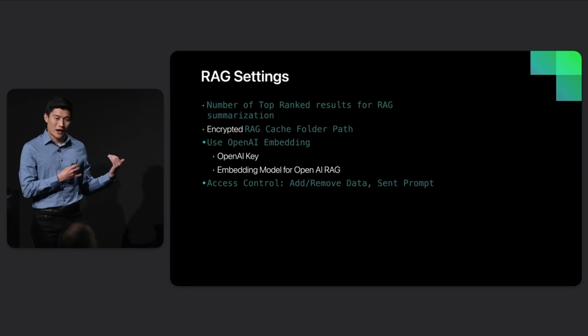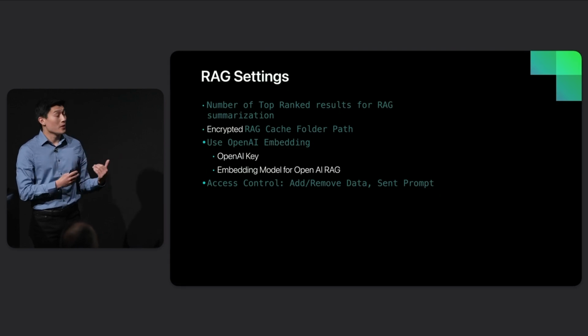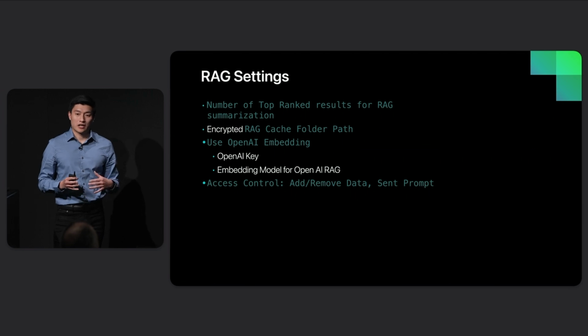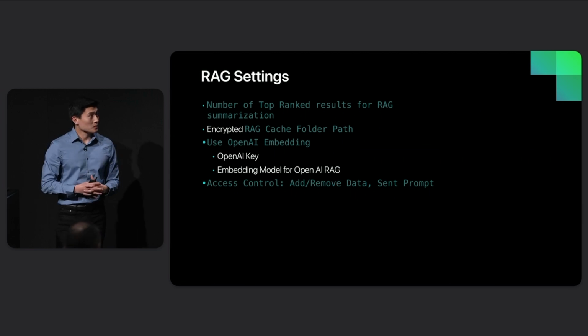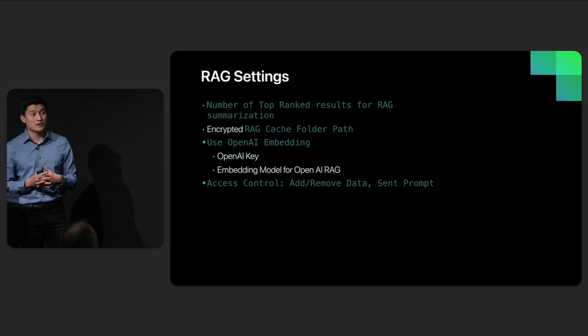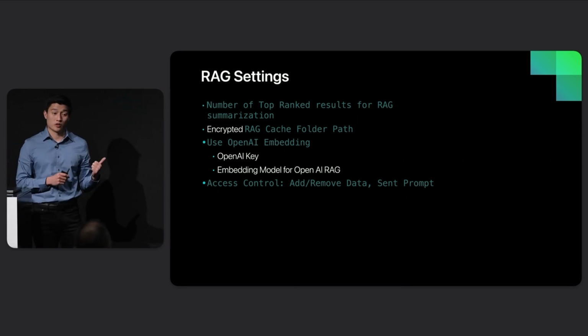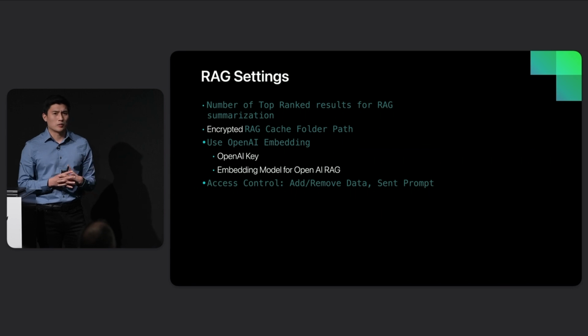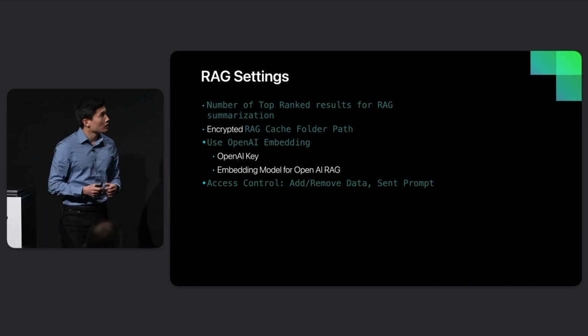Now to go back to the RAG settings that I left off from, we have a couple of settings that will allow you to customize RAG to your liking. First, we have the top K of results for RAG summarization. Like I said before, that's set to 20, but you can increase or decrease that as you please. But just notice that when you increase the number, you're sending more data to summarization, so it may confuse the LLM a little bit or just add a little too much data.